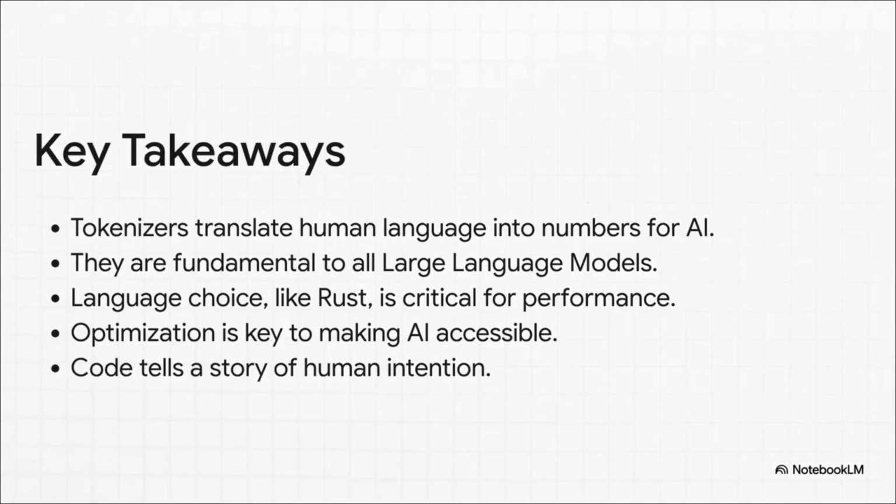So let's do a quick recap. Tokenizers are the essential translators that turn our language into numbers for an AI. They're a fundamental building block for every large language model. For them to work well, especially on our own devices, performance is king, which is why a language like Rust is chosen. But maybe the biggest takeaway is that code is so much more than just instructions. It tells a story of human intention, right down to a single commented out line planning for the future.